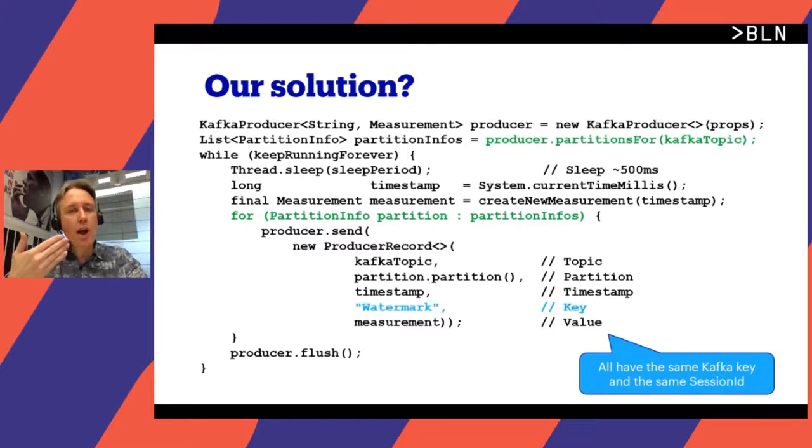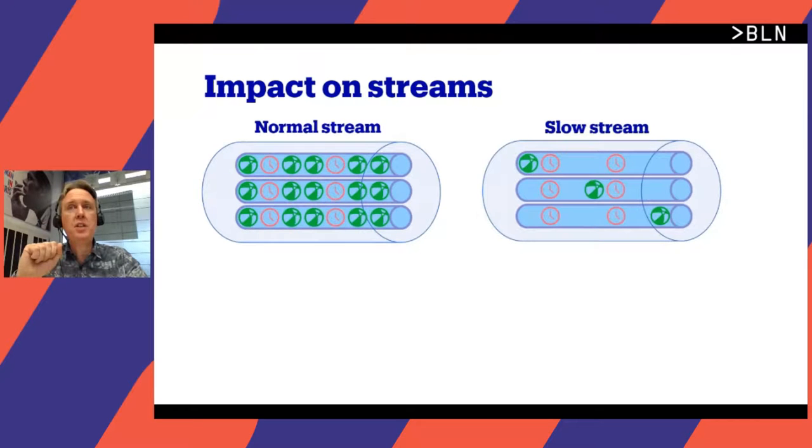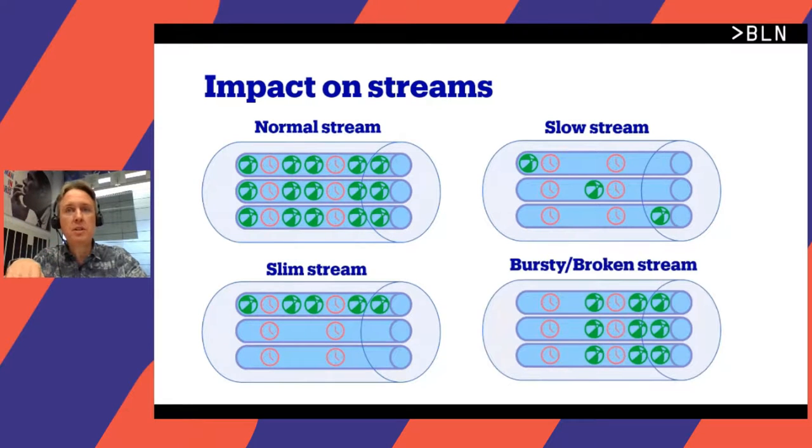So how does that look in our streams? Well, a normal stream now looks something like this, where the green balls represent the data and the red clocks the fake records. But in a slow stream, you now have this. In a slim stream, you now have this. And if you have a bursty or broken stream, you get something like this. So you always have the timestamp events in all partitions that trigger watermarks that make sure that processing continues.